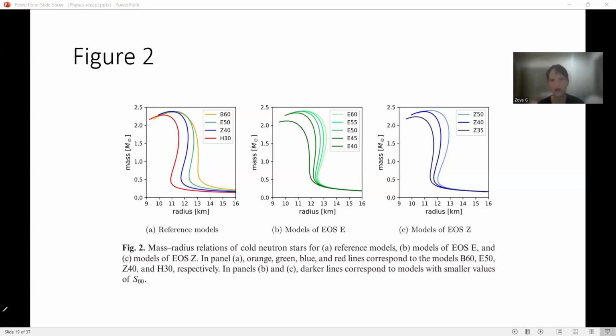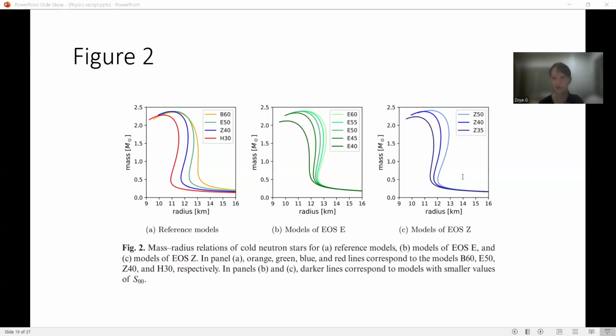That's cool. Yeah, so as for the other graphs, which vary with symmetry, okay, yeah, that's it. So as for these two graphs for the models of EOSE and EOSZ, those are the equations of state. And yeah, they vary the symmetry energy at 2 times density.